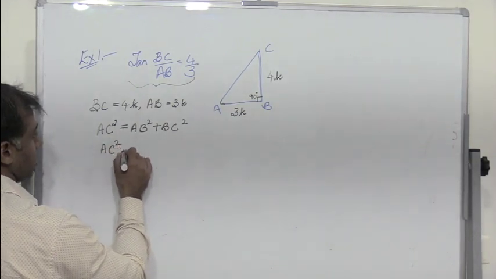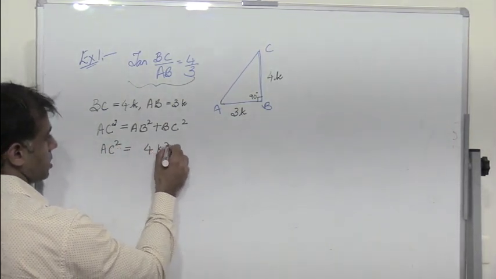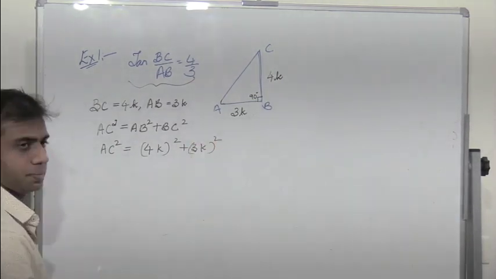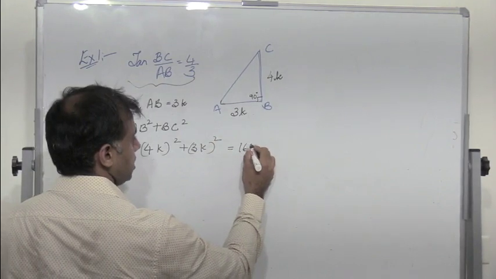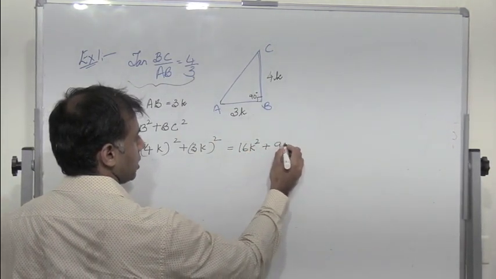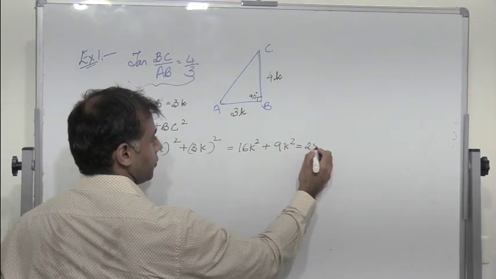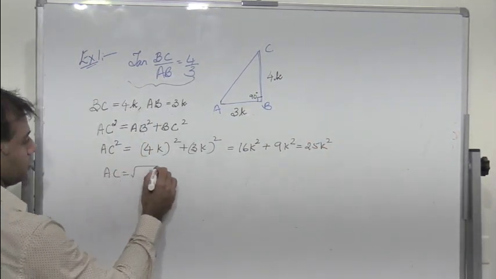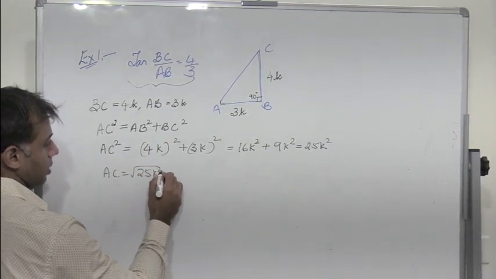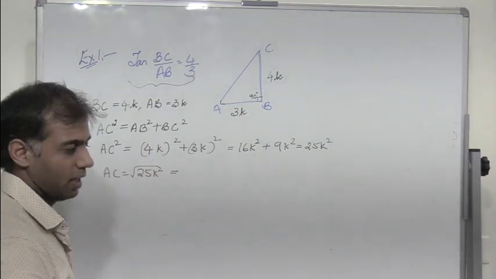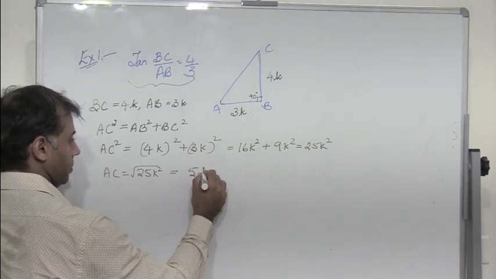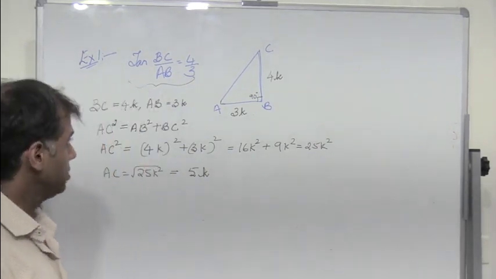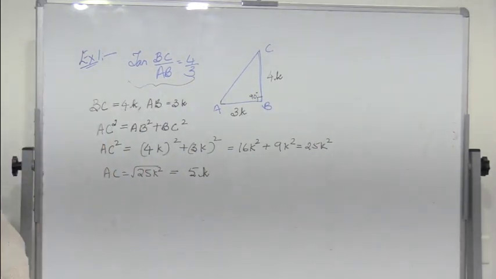So therefore, what is AC? AC square is 4k square plus 3k square. So you get 16k square plus 9k square, which is 25k square. So AC is root of 25k square. Root of 25 is 5, so I get 5k. So AC is 5k. Now we can find all the trigonometric ratios.